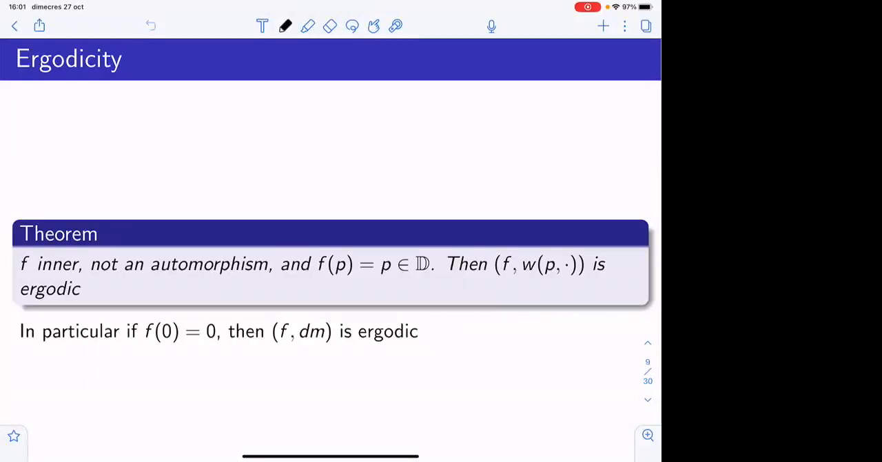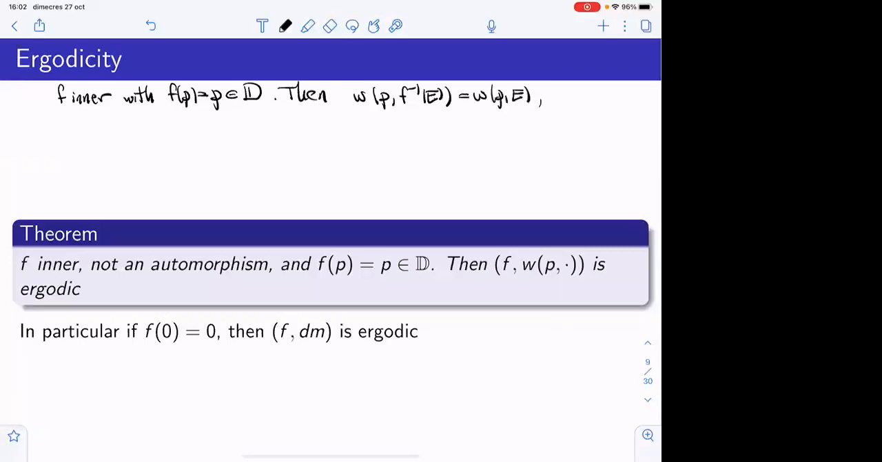Thanks a lot. Let me remind you of the last result of yesterday, which was the following: imagine that you have an inner function with an interior fixed point. This means that the inner function's fixed point is inside the disk. Then what we showed is that harmonic measure is invariant. This means that the harmonic measure from the point P of the preimage of a set is the same as the harmonic measure of the set. And this holds for any measurable set in the unit circle.